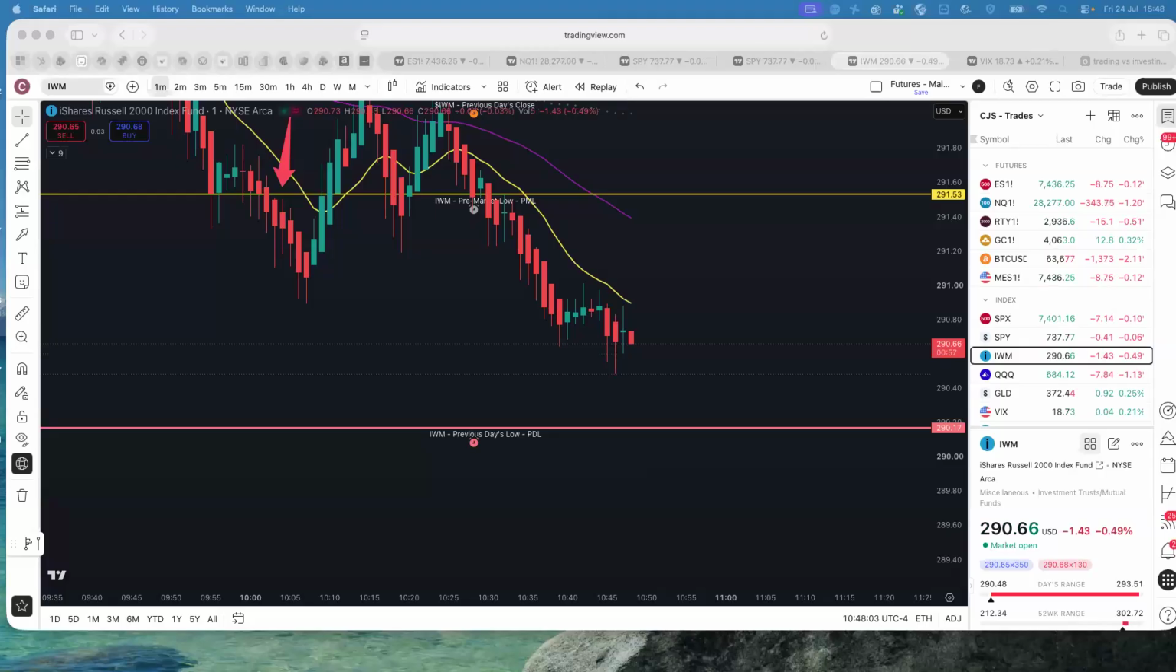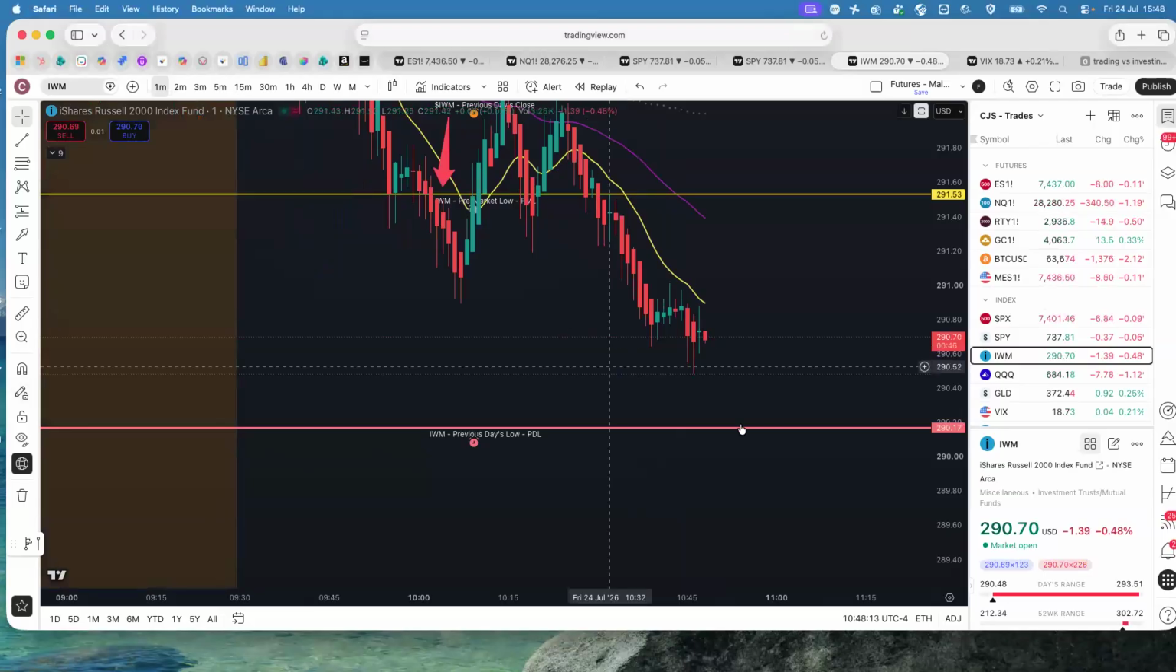Good afternoon. What did you take? Calls or puts? I took puts. When did you take the puts? We're coming down. IWM is heading, it looks like it's trying to come and test previous day low. So let's see if we get it.